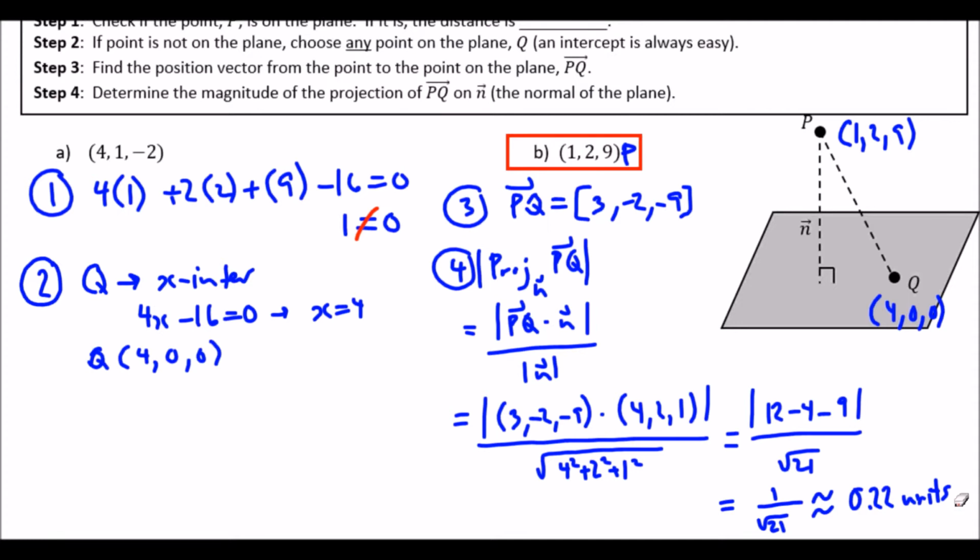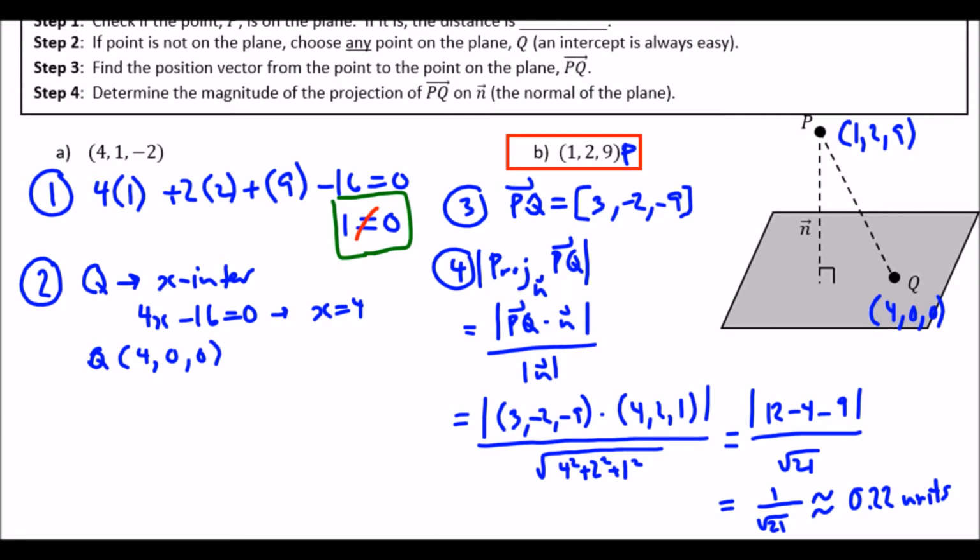You can also tell that they're going to be close by looking at this here. You can see that these numbers are really close, so that means the distance is going to be pretty small. The further away these numbers are from each other, the bigger you're going to expect your distance between the plane and the point.